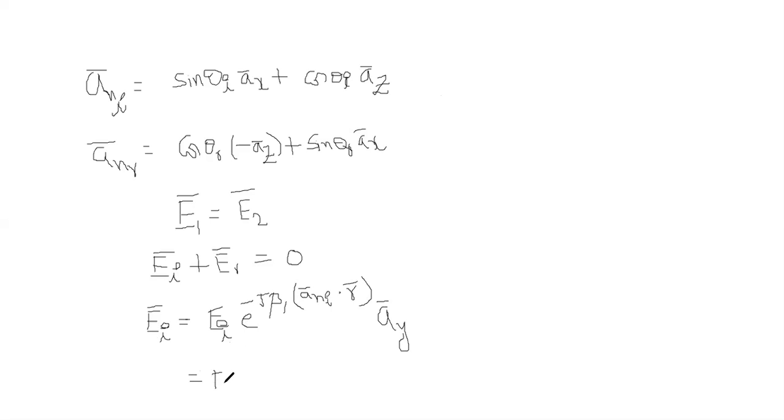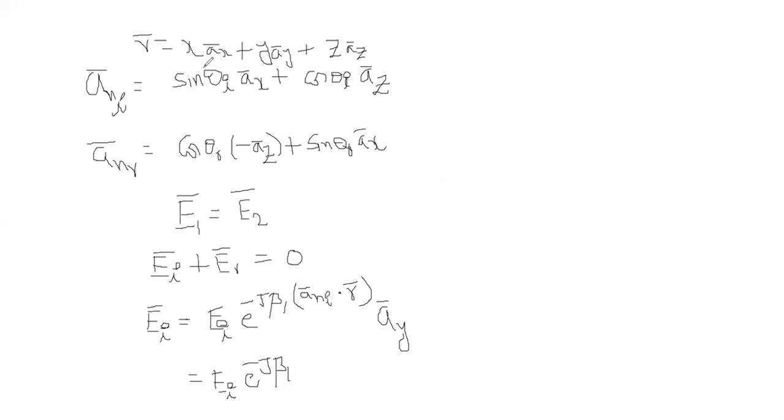That is equal to EI into e power minus j beta 1, actually it is z, where z is nothing but ANI bar dot R bar. That R bar, because it's the Cartesian coordinate system, we can write as R bar is equal to x into AX bar plus y into AY bar plus z into AZ bar. Now, the dot product between ANI and R, having AX and AZ, there are no AY coefficients in the ANI bar. So we didn't get any AY.